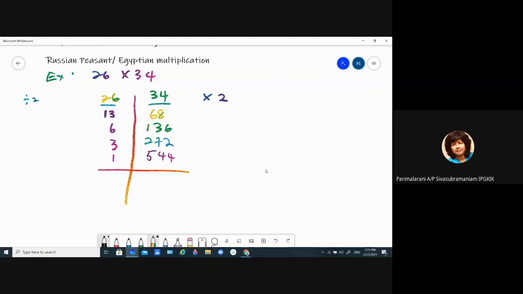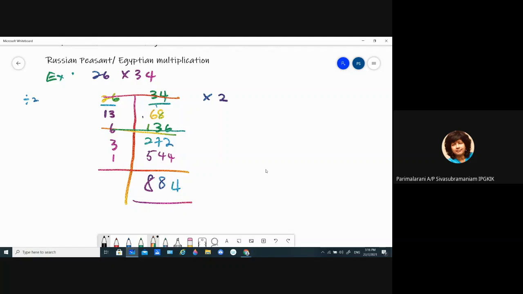Now cancel out all the rows with even numbers on the left-hand side. So you cancel all these already. So what is left? We add 68, 272, and 544 on the right-hand side. We add this, we will get 884. That's the answer. This is the Egyptian multiplication method.